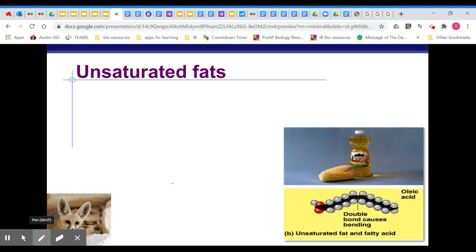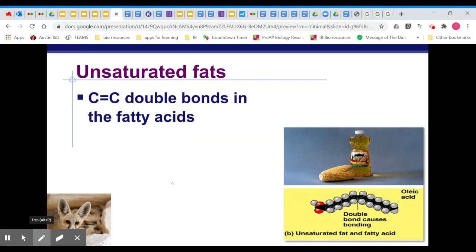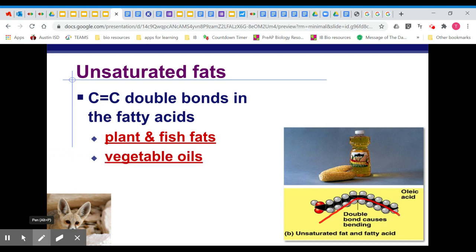Unsaturated fats, these are traditionally thought of as the healthier fats. These are going to contain double bonds between those carbons. And if you look at this image over here, you can see that where there's that double bond, you're going to form this kind of bend or kink. These are common in plants and fish. So your vegetable oils, olive oil, corn oil, those are going to be traditionally unsaturated fats. And those are liquid at room temperature.